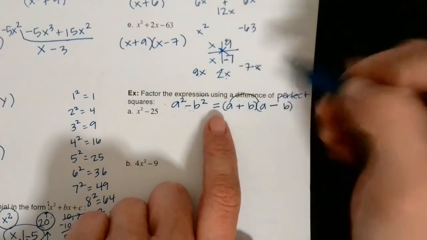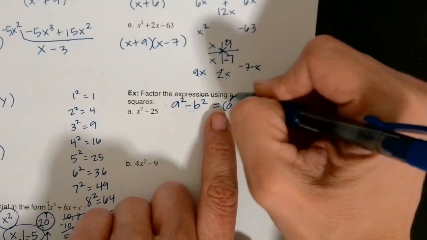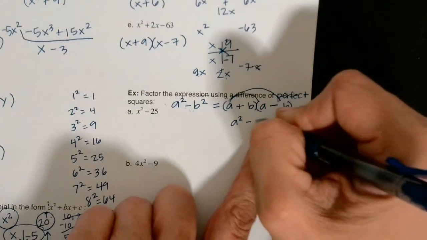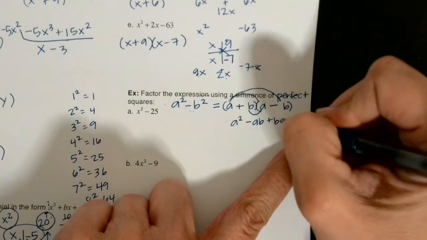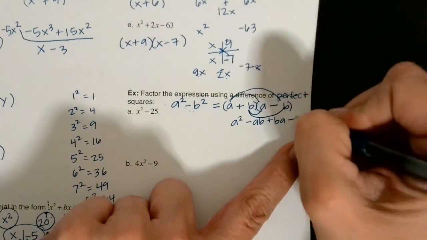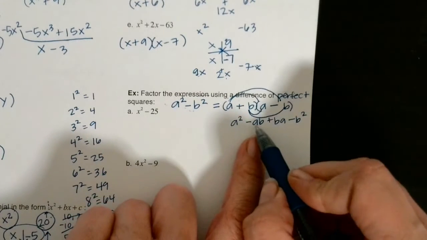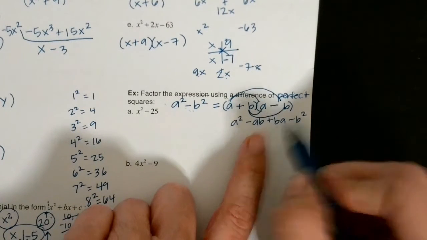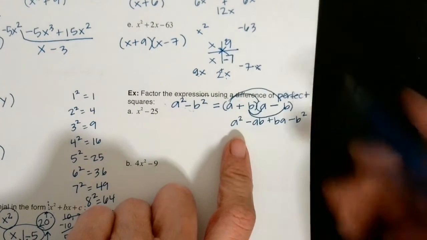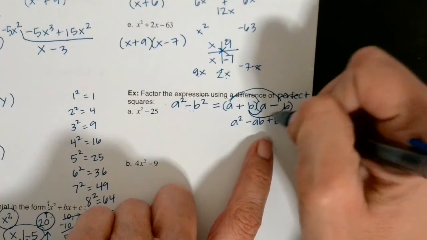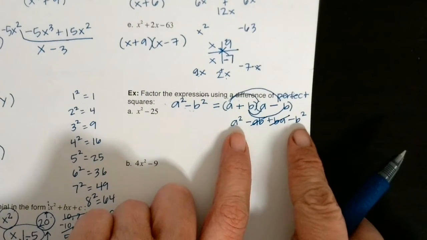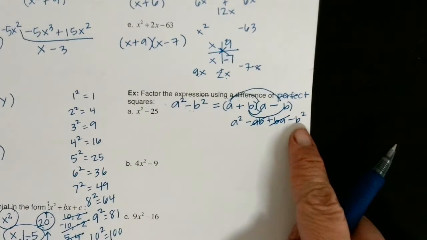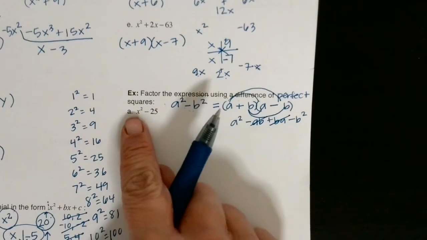A times a is a squared. A times negative b is negative ab. Plus ba, minus b squared. AB and BA are like terms. Even though their order is different, it doesn't matter, but this one's negative and this one's positive, so those cancel out, and I get a squared minus b squared. And that will always happen when you have a difference of perfect squares. Okay, so let's take a look at this.